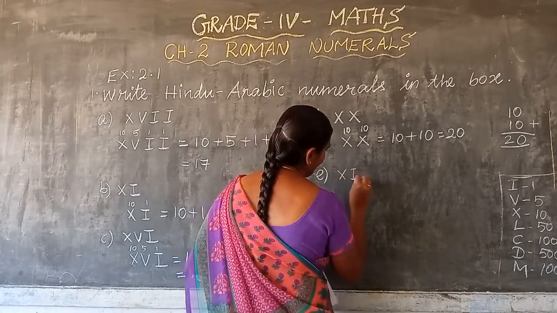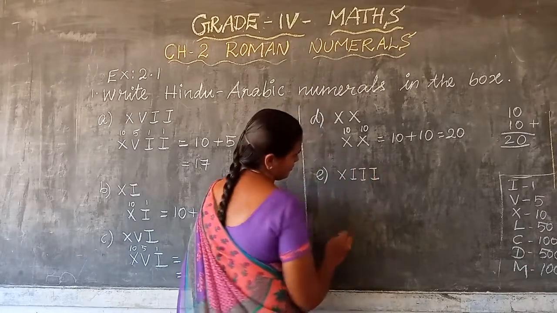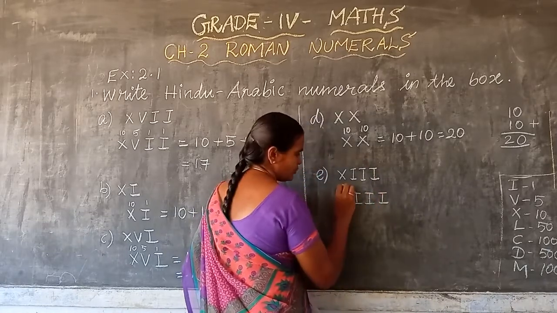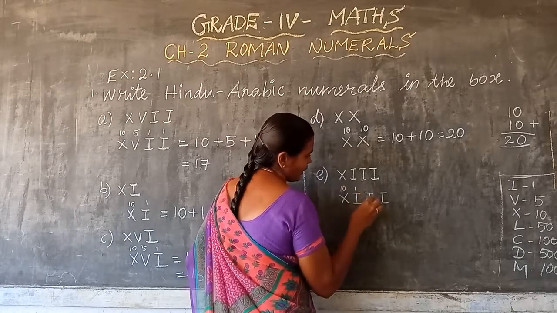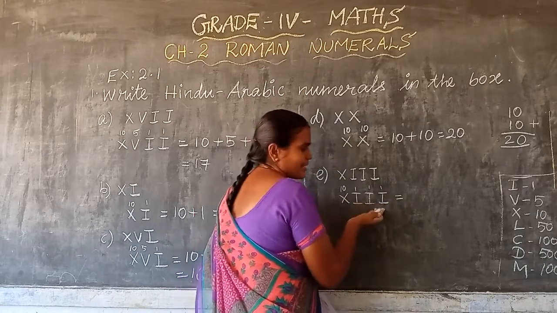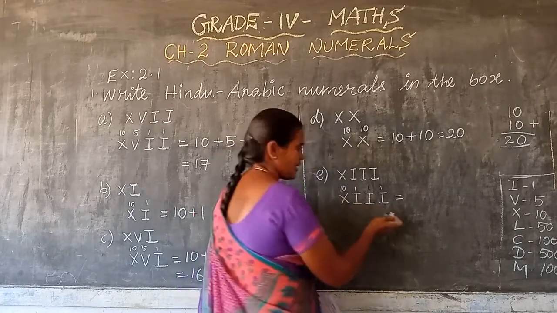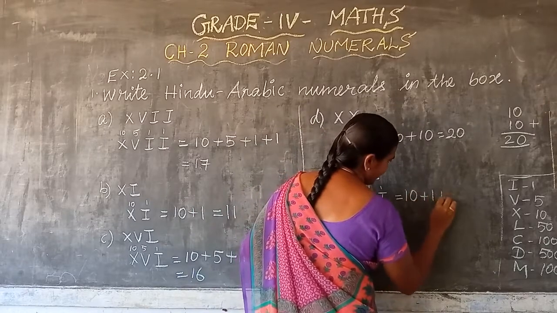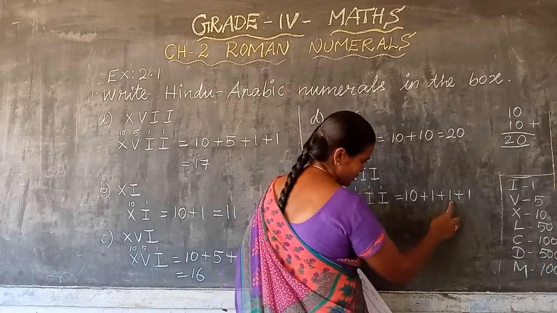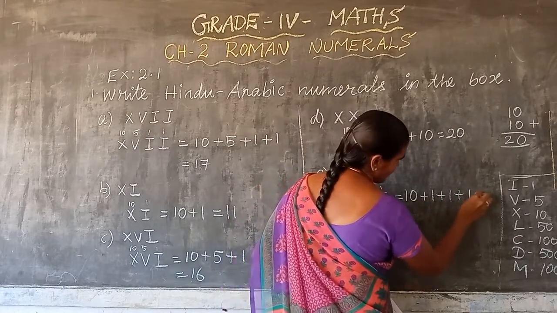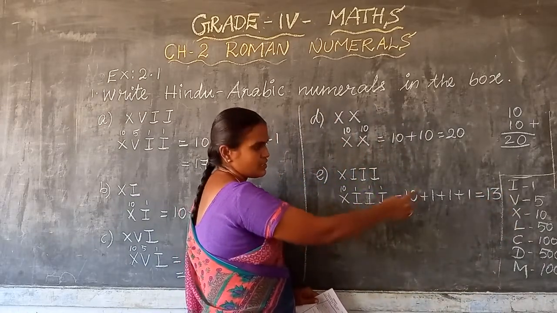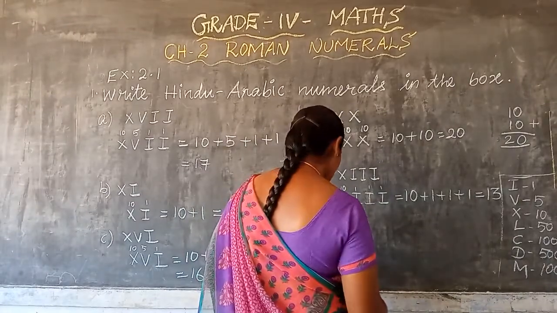Next sum, XI. Write the values. X value 10, I value 1. So greater number, right side we have the small numbers. So addition: 10 plus 1 is 11. So your answer is 11. XI means 11.